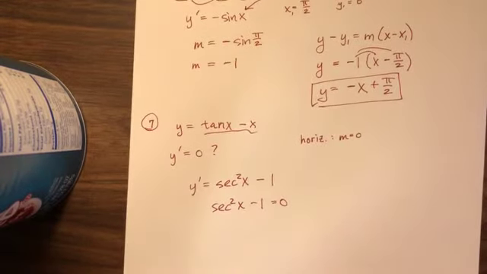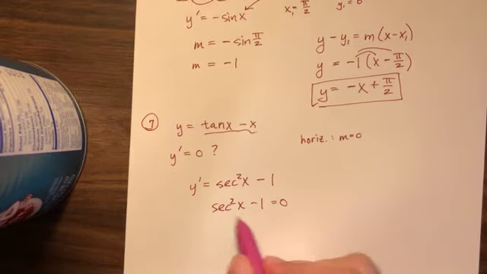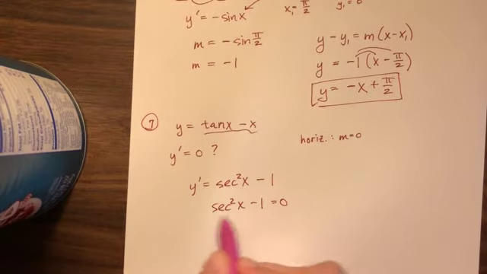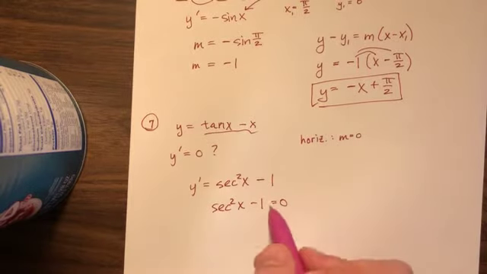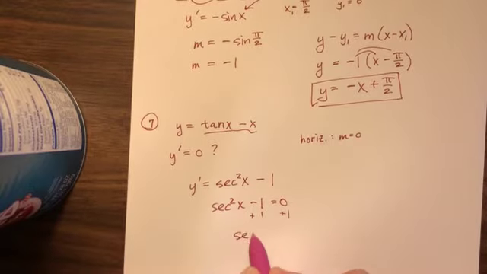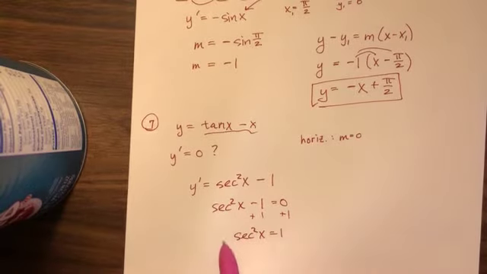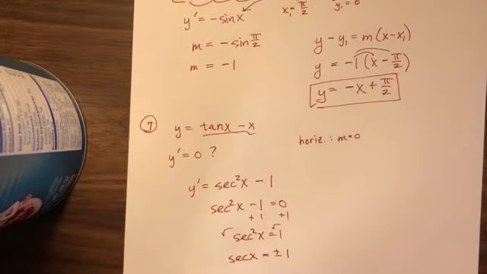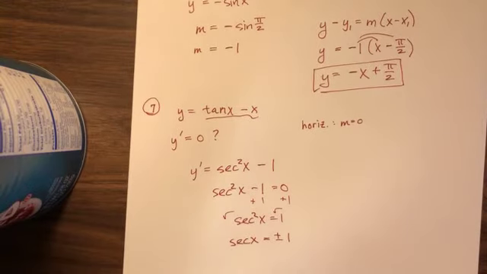Solving a trig equation is something from trig. Hopefully you did it. But if not, you just got to treat secant like it's the variable. Secant is the variable, not x so much at first. So add 1 over here, and you get secant squared is equal to 1. Take the square root of both sides, and you get the secant of x is equal to positive and -1. If you remember from equations, you need that plus minus whenever you take the square root of both sides.